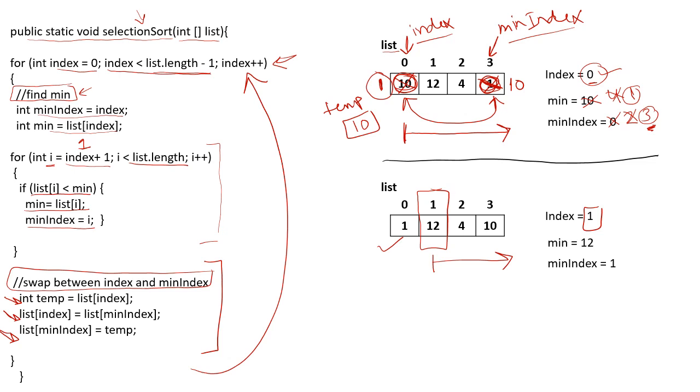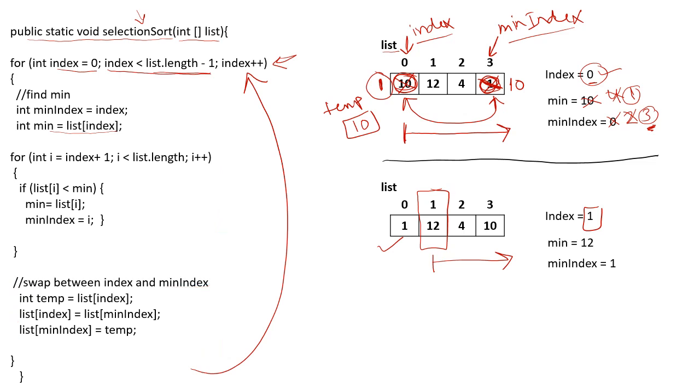So again, we will start the whole process of finding which one is the minimum and then we have to move it to its location by doing a swap. So let's start fresh. Index equals 1. Is 1 less than length minus 1, where I'm having length as 4? 4 minus 1 is 3. So 1 less than 3, true.